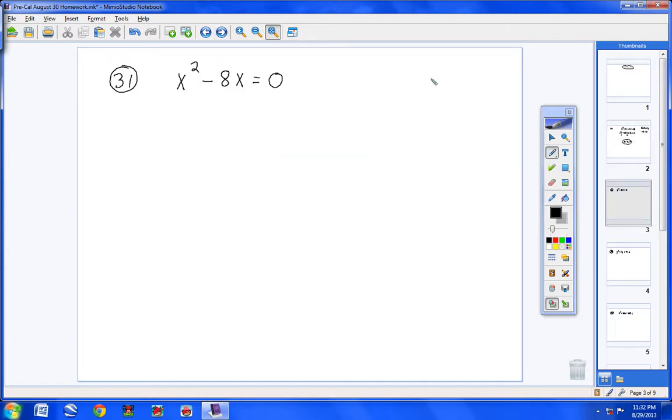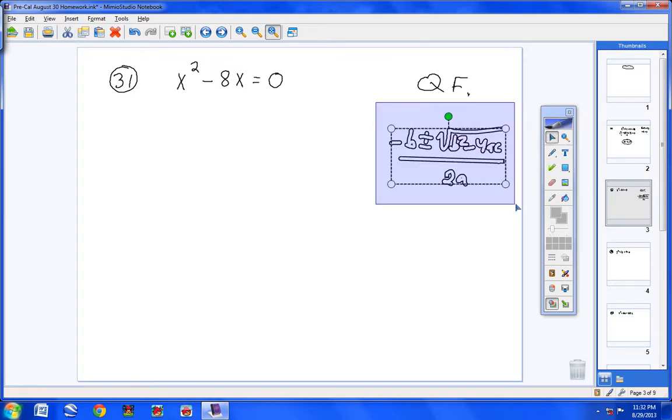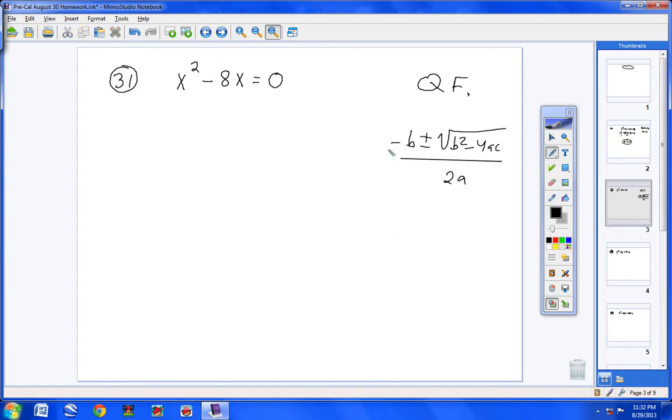Now number 30, I want you to use the quadratic formula method. Okay? So negative b plus or minus the square root of b squared minus 4ac all over 2a. I'm going to highlight and save this so I won't have to write it over every time. Let me do that real quick here. All right, there we go. Now, you want to get one side equal to 0, and we've already done that. That's the first thing you have to do.